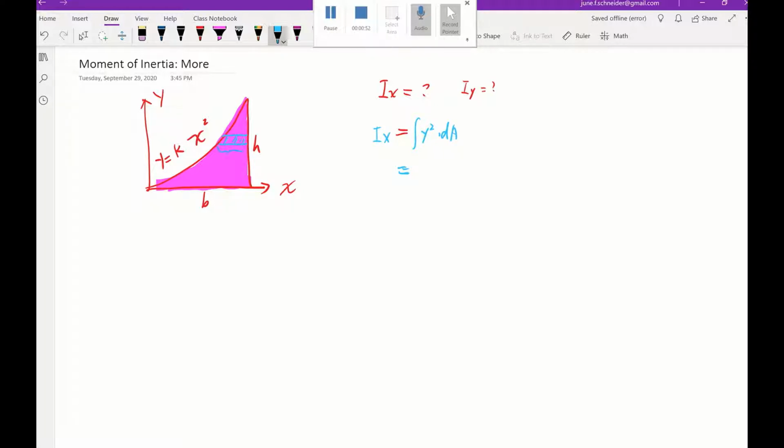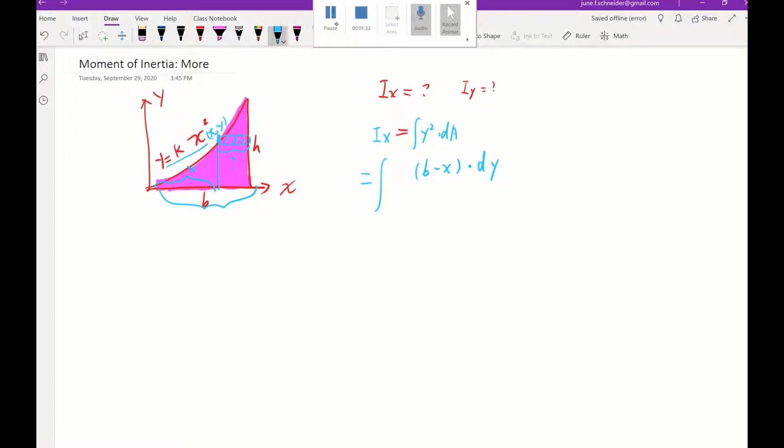length here? We know this point is going to be on the curve y equals kx squared, so this point is going to have a coordinate of x and y here. So our x is going from here to here. That's our x. To find the rectangle length, the entire width is b, so it will be b minus x. And our height, of course, is going to be this differential depth, that's going to be our dy. So that's our dA.